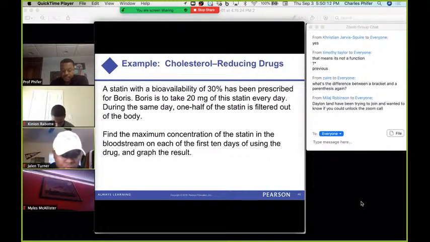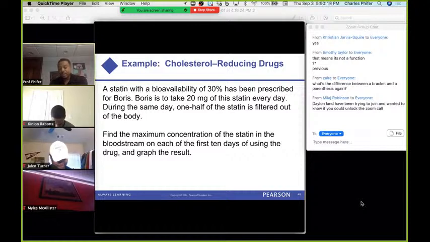Okay. So it says a statin with a bioavailability of 30% has been prescribed. What that means is that, for instance, if he takes a 20 milligram tablet, only 30% max will be available in his bloodstream at a time. So if we let X be his days and Y be the amount of statin from the bioavailability, then on the first day, he's going to have 30% of 20. If you do 0.3 times 20, the maximum concentration available in his blood is going to be 6 milligrams on the first day.